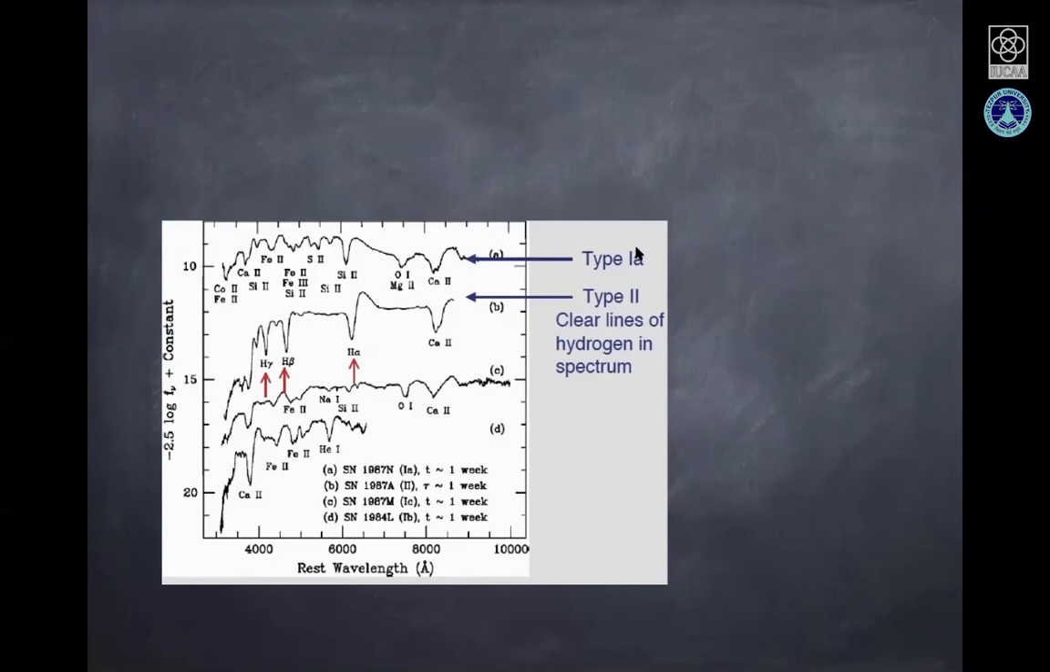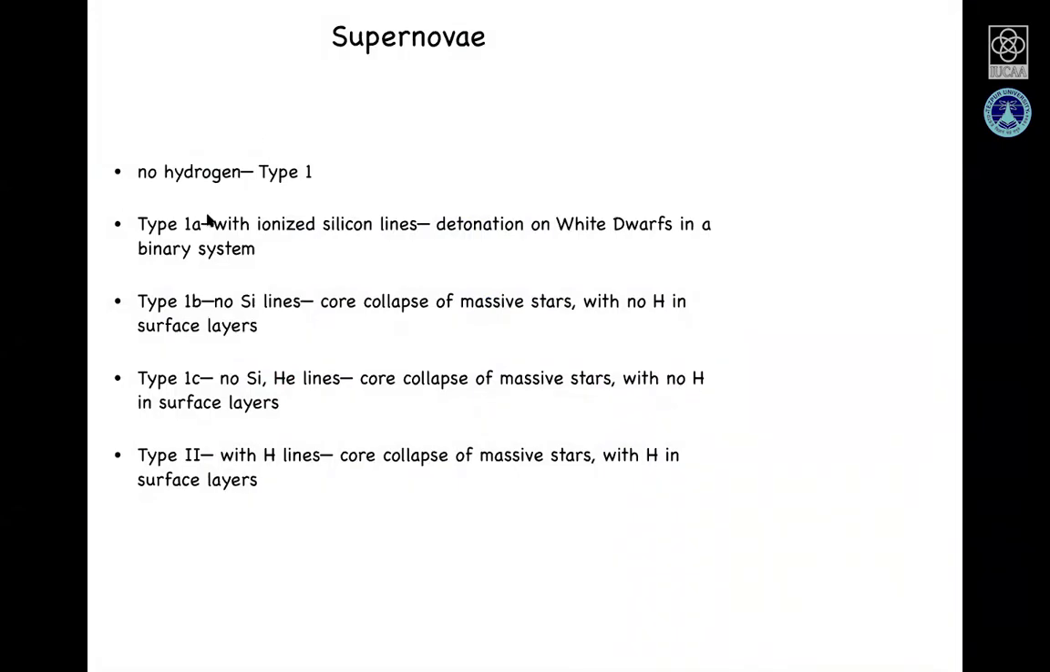Broadly, they are first of all divided into two categories. If you don't see any hydrogen lines, it's called type 1. It's called type 1A when you see silicon lines, and from this we can infer that it is because of a detonation of a white dwarf, because the carbon and oxygen in the white dwarf core fuses into heavier and heavier elements, and silicon is one of the intermediate mass elements.